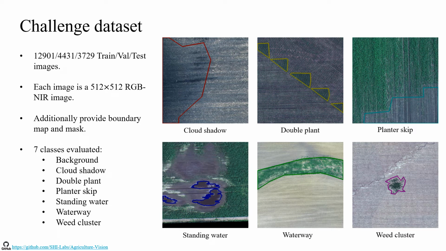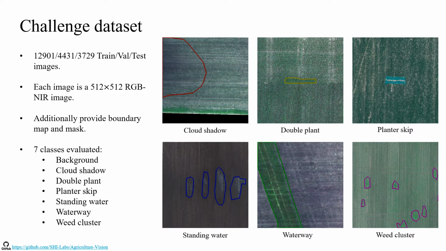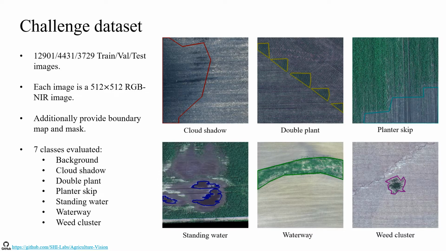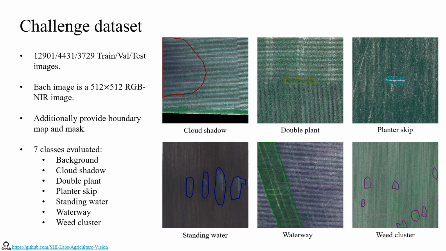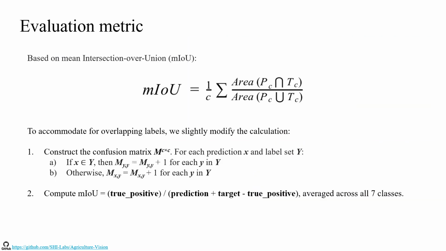So this brings us to the challenge dataset. As mentioned before, the challenge dataset is a subset of the agriculture vision dataset. This challenge dataset contains more than 20,000 images, roughly split in a 6:2:2 ratio, and each of these images is a 512 by 512 image with RGB and a near-infrared channel. And in addition to the 4 channels, we also provide a boundary map that indicates the boundary of the farmland, and a mask that indicates the invalid pixel areas. For this challenge, we evaluate 7 classes, including cloud shadow, double plant, planter skip, standing water, waterway, weed cluster, and finally the background class.